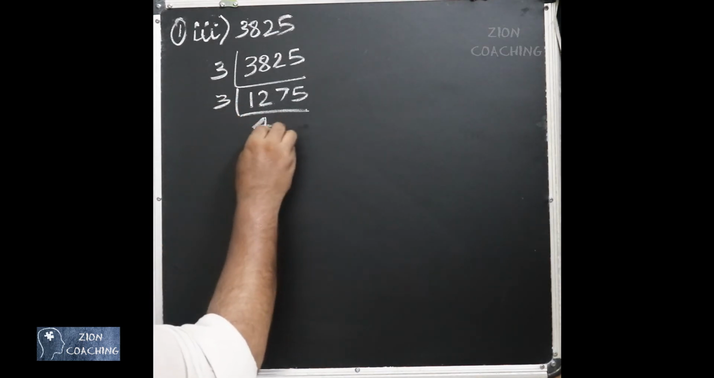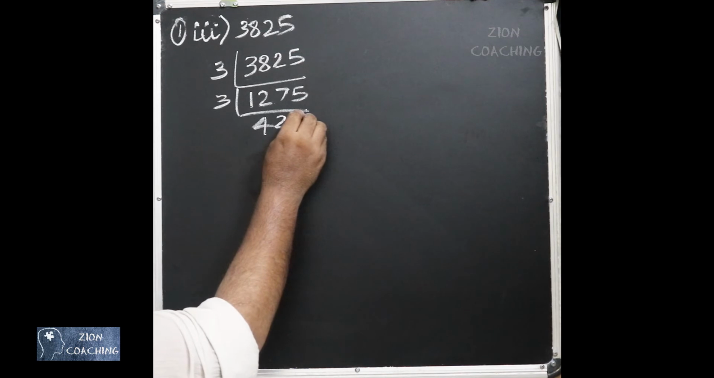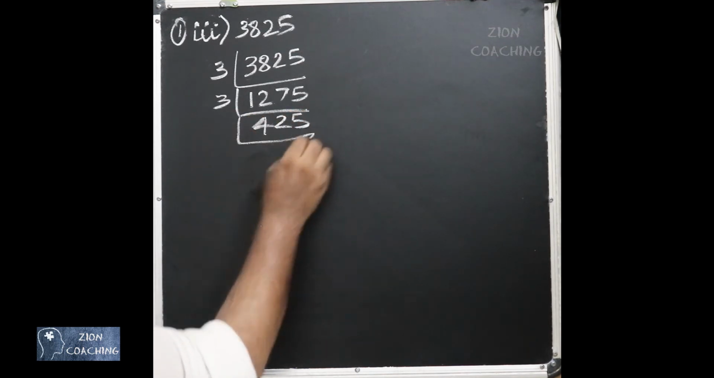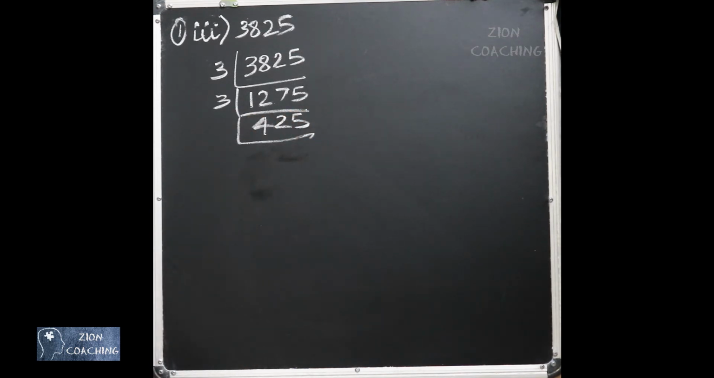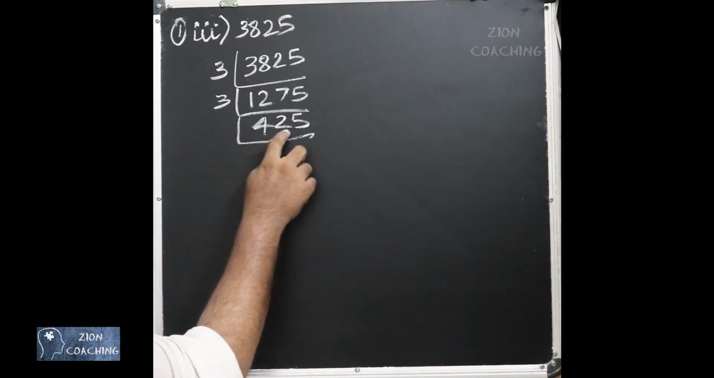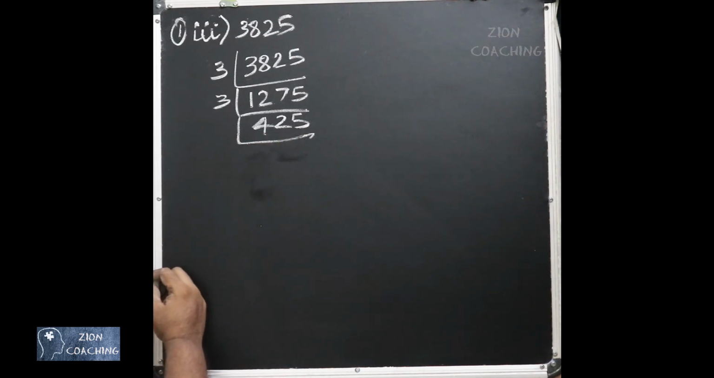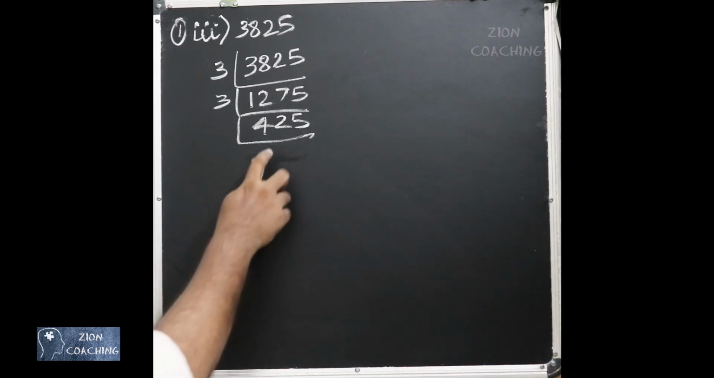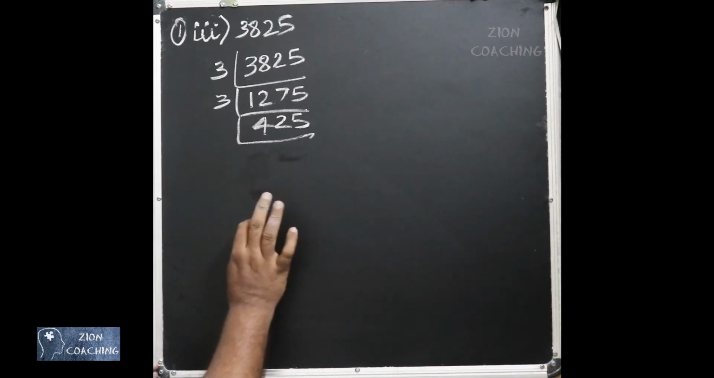Yes, 15 is divisible by 3, so this number is also divisible by 3. 4 3s are 12, 2 3s are 6, 5 3s are 15. Again you check whether the number is divisible by 3. 4 plus 2 is 6, 6 plus 5 is 11, 11 is not divisible by 3. So this number is not divisible by 3.